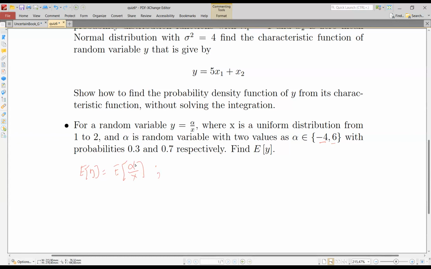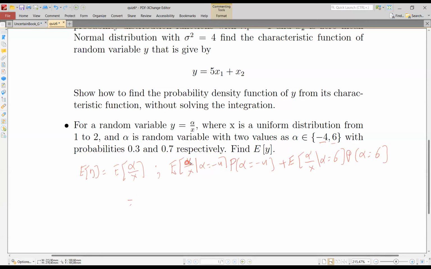We fix alpha, so it becomes the expected value of alpha over x when alpha equals -4, times the probability that alpha equals -4, plus the expected value of alpha divided by x when alpha equals 6, times the probability that alpha equals 6. I take the average over these two values of alpha.